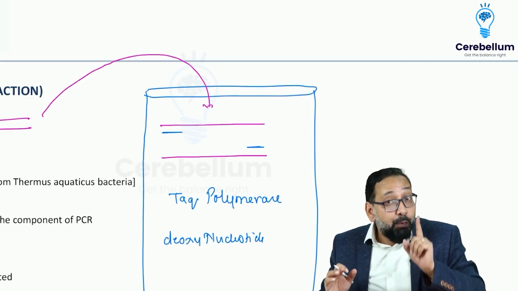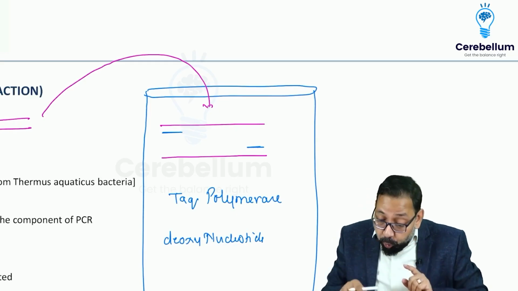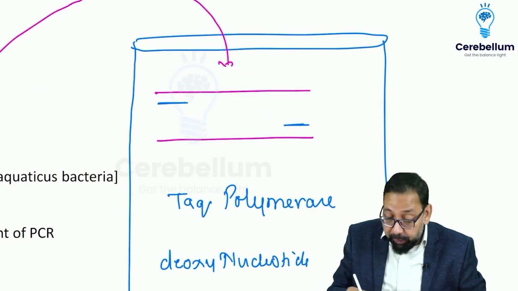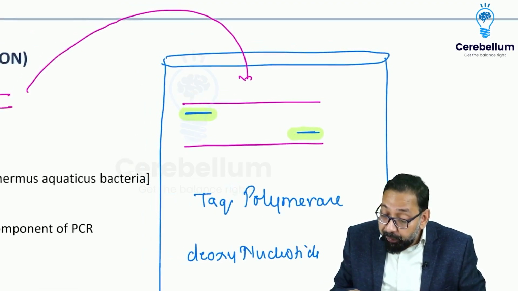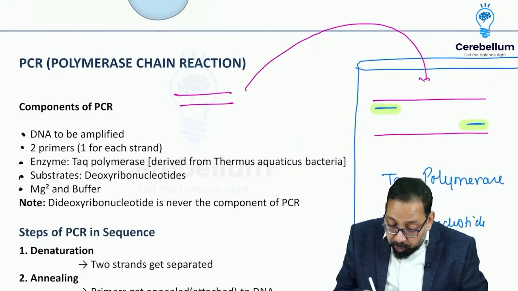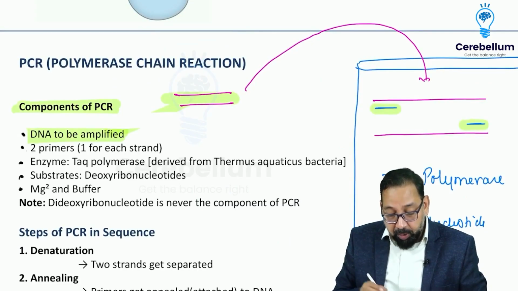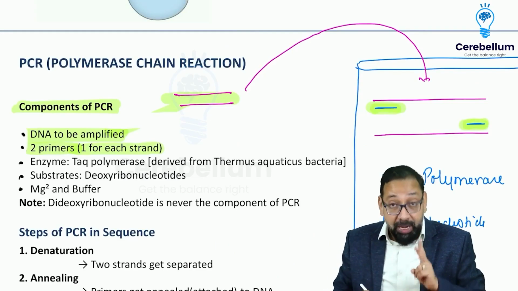Now, before DNA synthesis, we always require a primer. So two strands are separated by heat. Now, if you want to synthesize DNA, you require a primer, and one primer for each strand. So we will take two types of primer. So components of PCR: DNA to be amplified, target DNA; two primers, one primer for each strand, two types of primer.